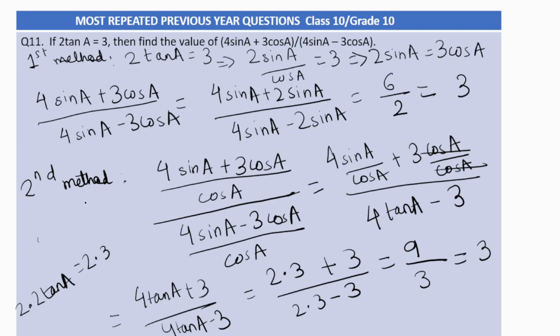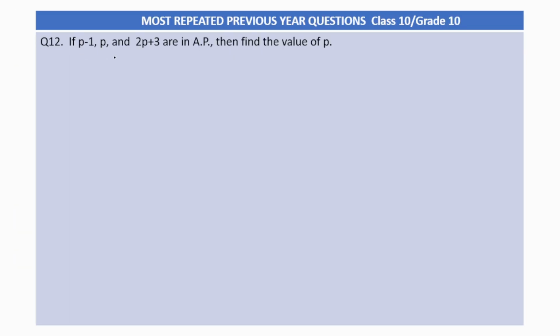So whichever method you find easy, you use that, whether first method or second method, up to your choice. Let's move to the next question. P minus 1, P and 2P plus 3 are in AP, that means arithmetic progression, then find the value of P. So here it is not given, but we can assume that these three are consecutive terms in arithmetic progression.